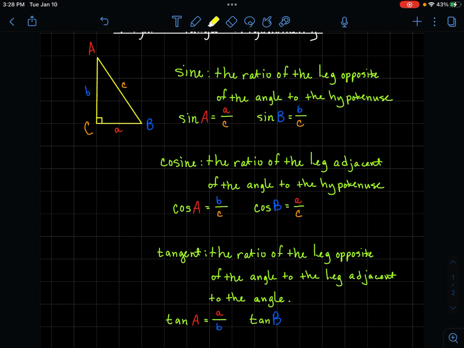Change the angle, we change the opposite and the adjacent. So angle B, side opposite is side length B, and the adjacent is side length A. So its trig ratio is B over A.